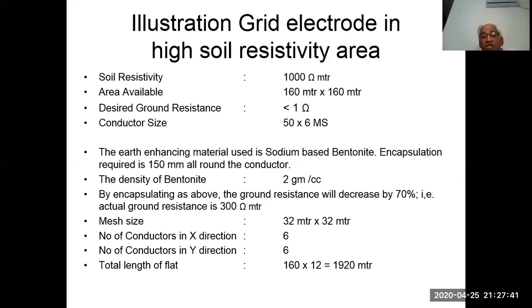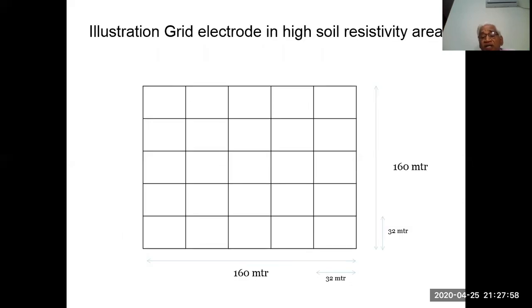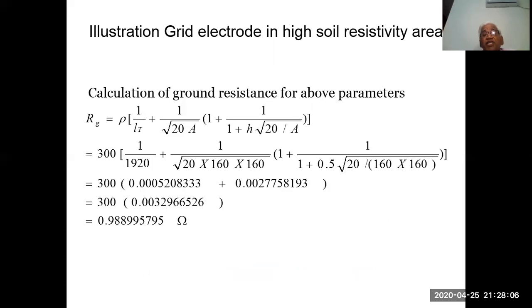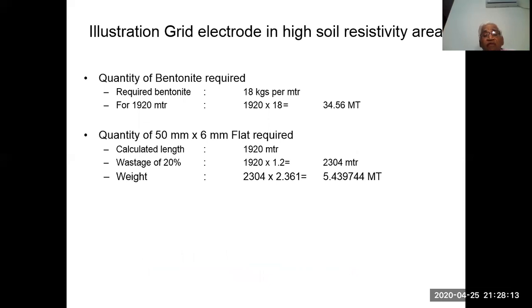Now the mesh size is 32 meters by 32 meters. Number of conductors in X direction is 6. Number of conductors in Y direction is 6. Total length of the flat is 160 into 12, that is 1920 meters. Now the grid will come like this: 160 by 160, and each small square is 32 meters by 32 meters. And for the illustration of the grid, the soil resistivity you can calculate by using this formula. This is the quantity of bentonite required and the quantity of flat required.